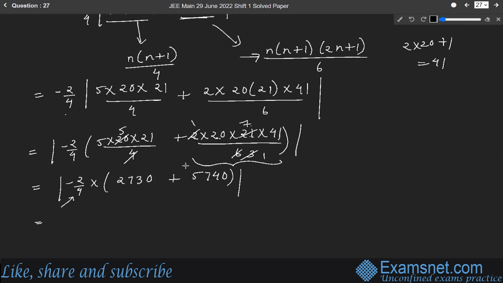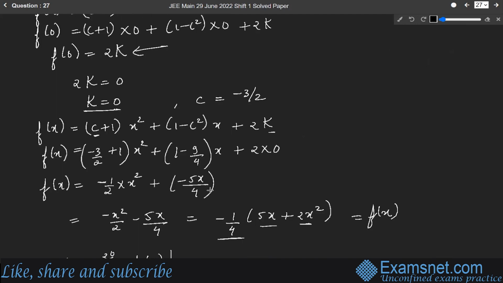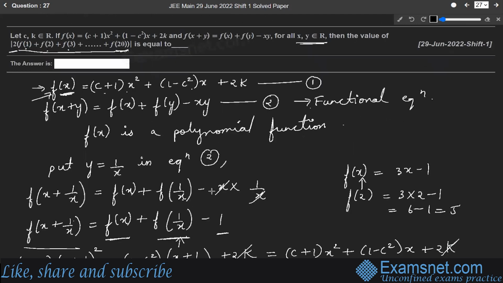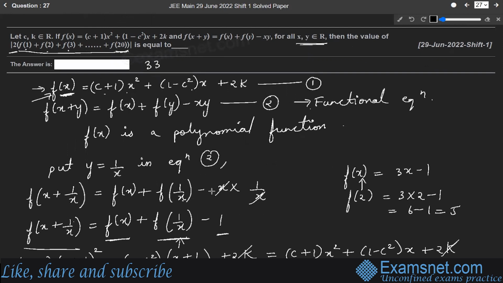But since here there is mode, so the value will be positive. So it becomes minus 1 by 2 into 2730 plus 5740. All right. So the value will be positive because there is mode. So 1 by 2 into 2730 plus 5740 is 3395. So this is the exact value for the summation here. So for this question, the correct answer is 3395. I hope you are clear with this question.